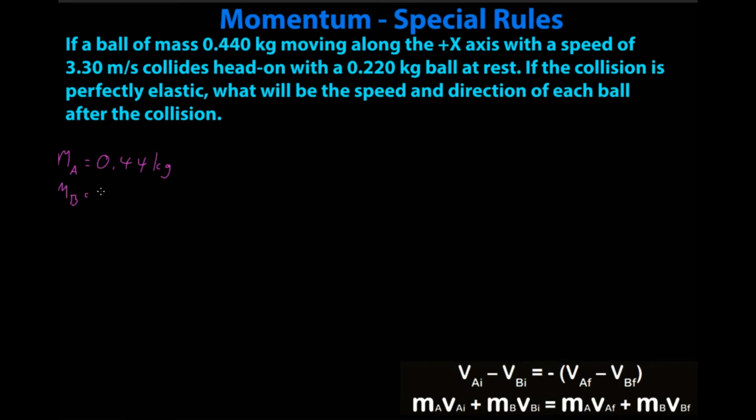Mass A, 0.44 kilograms. Mass B, 0.22 kilograms. Velocity A initial, 3.3 meters a second. Velocity B initial is 0. And velocity A final, velocity B final are both unknowns.